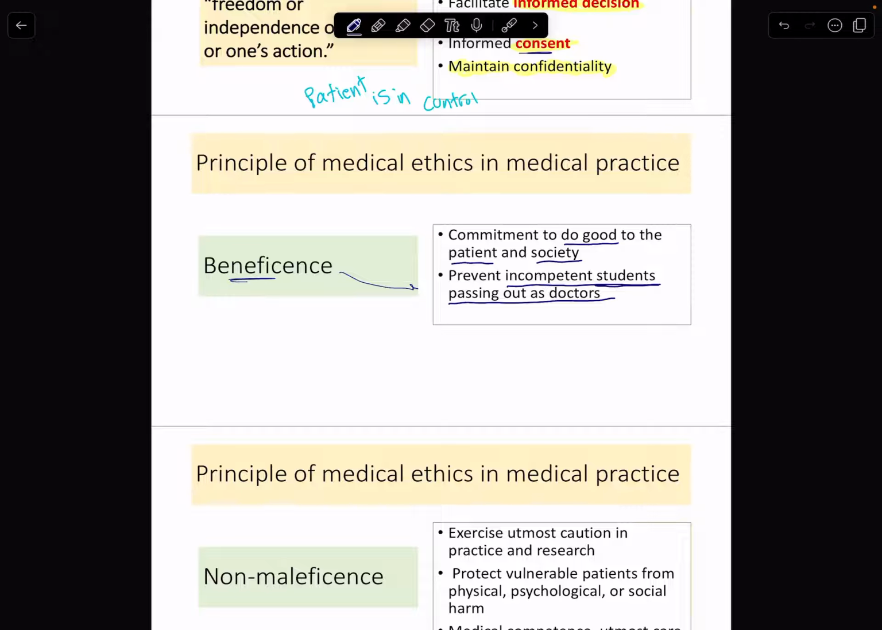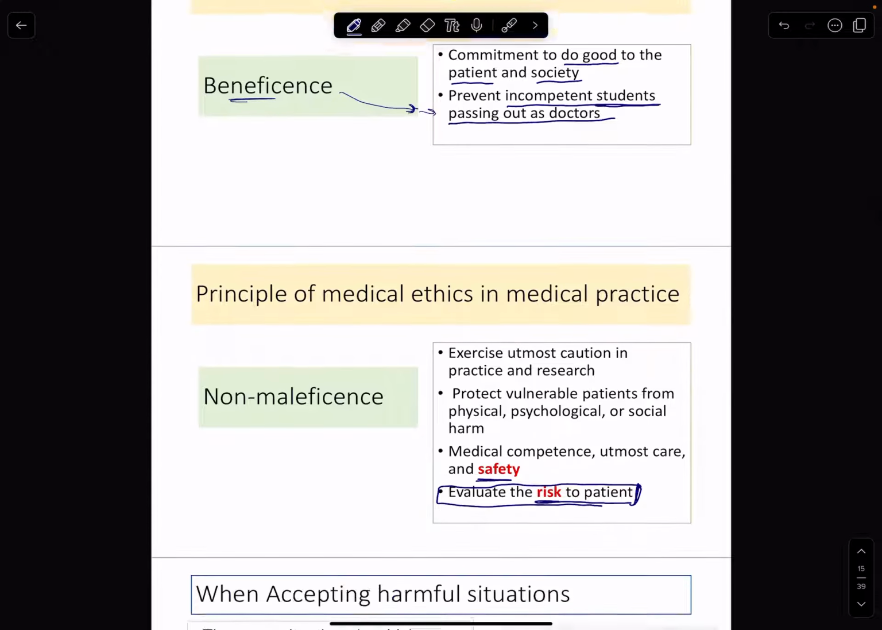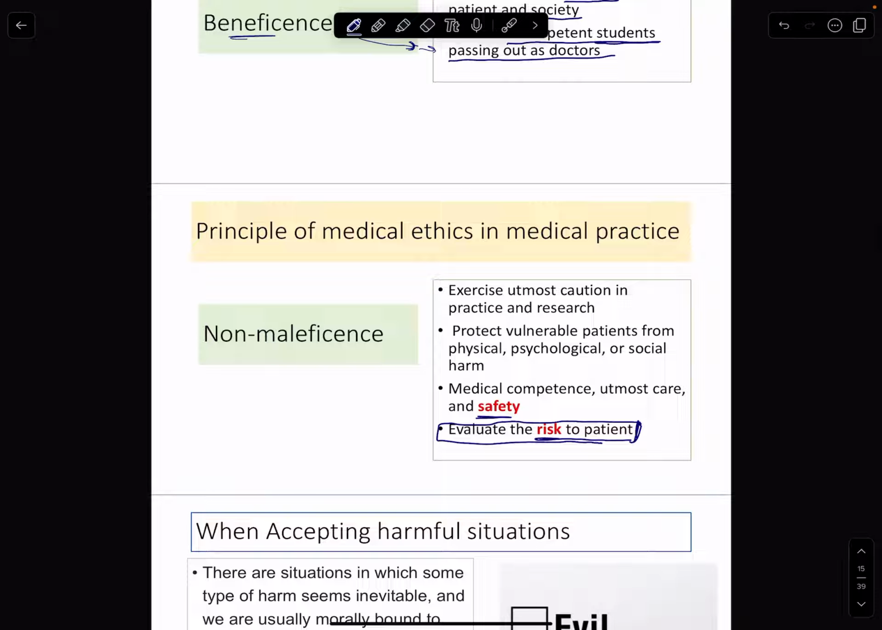Preventing incompetent doctors, students passing out as doctors, is part of beneficence. I'm not sure if this is a question in the test. Non-maleficence is basically trying to do no harm or less harm, as we'll see later on. And we do this by evaluating the risk to the patient, right? Got to be careful.